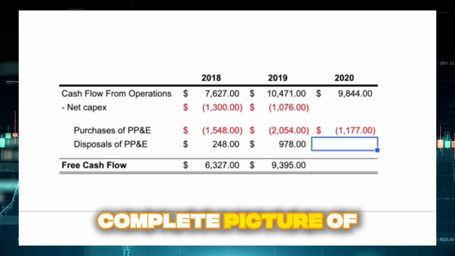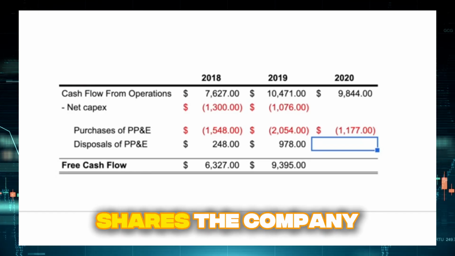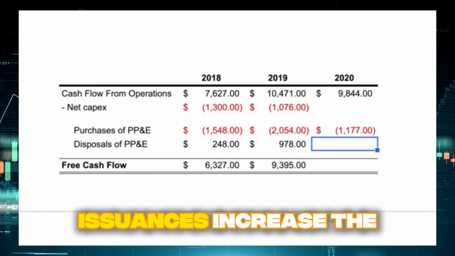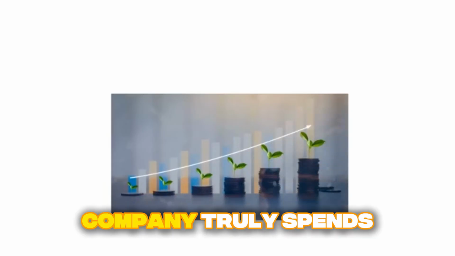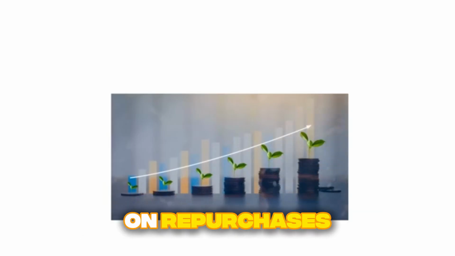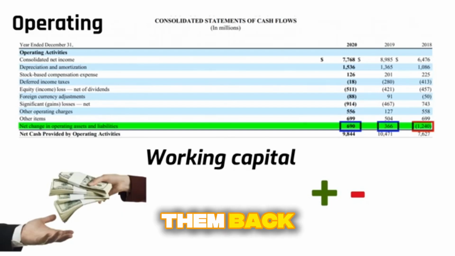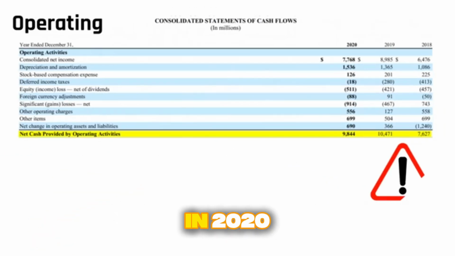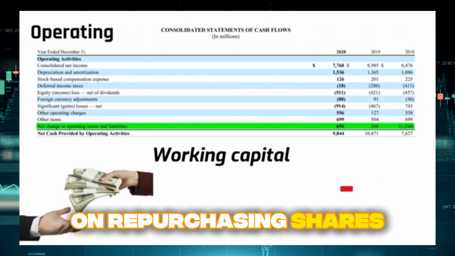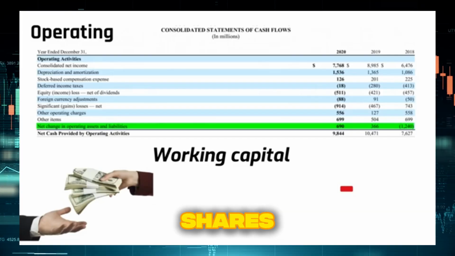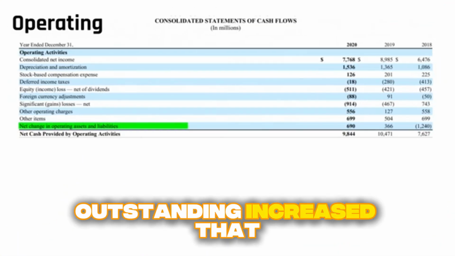To get a complete picture of buybacks, we also need to consider issuances of stock, which represent new shares the company issues. Issuances increase the share count, the opposite of repurchases. To find out how much a company truly spends on repurchases, we subtract the cash received from issuing shares from the cash spent on buying them back. In Coca-Cola's case, this shows that in 2020, the company didn't actually spend net cash on repurchasing shares because the proceeds from issuing new shares outweighed the repurchases. This is why the total number of shares outstanding increased that year.